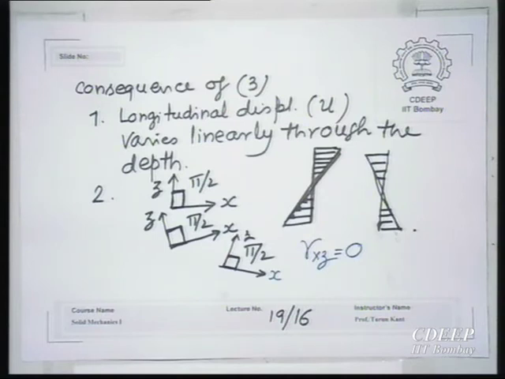Plane sections remain plane, and mostly when we ask people, they simply say plane sections remain plane. Which plane section? Many people say this horizontal plane section. This is the plane, this does not remain plane, it bends. It is not this section, it is this cross section. So this is becoming like this. This remains plane always, the transverse cross section. Okay, so this is the consequence.